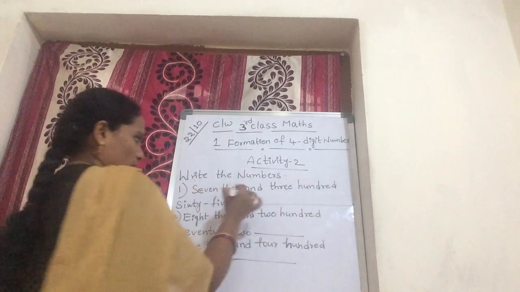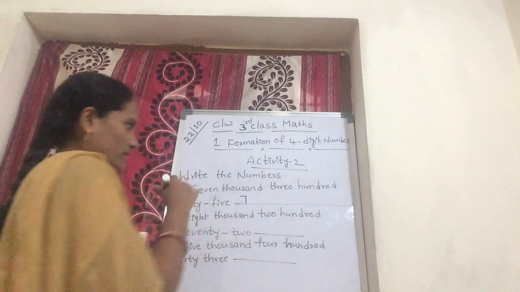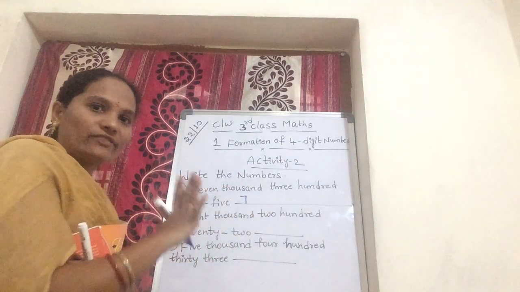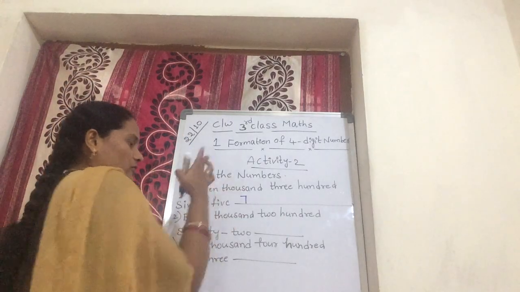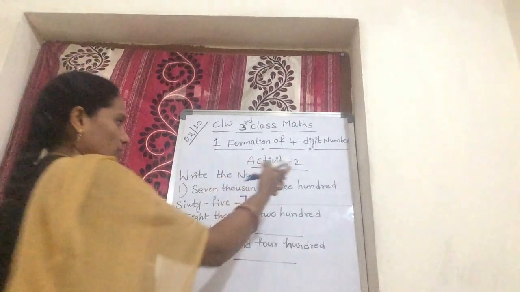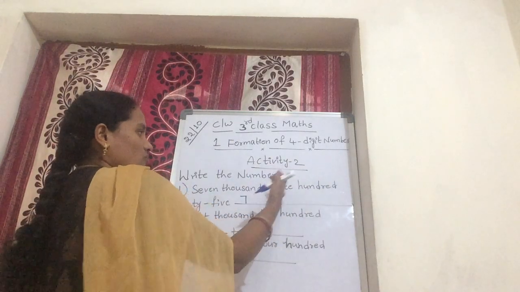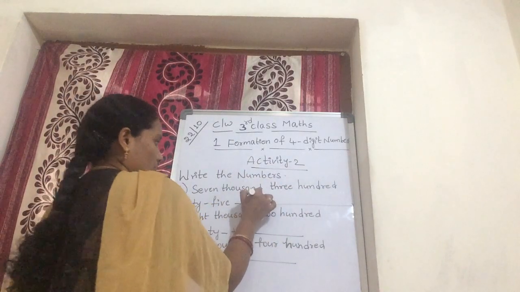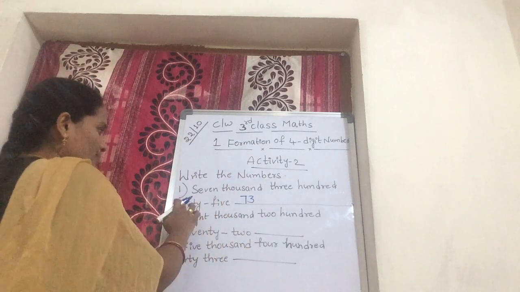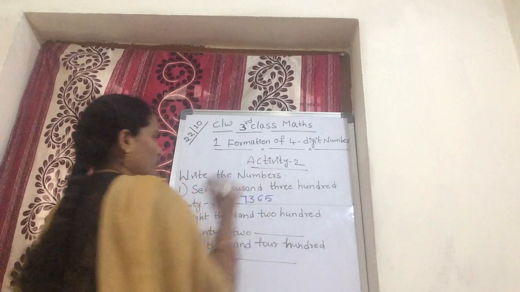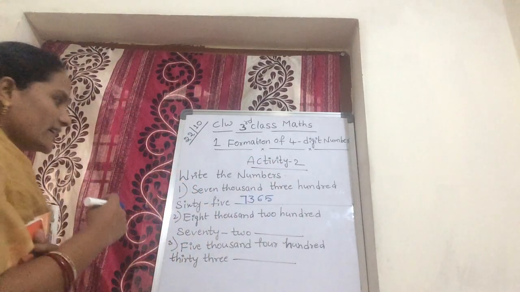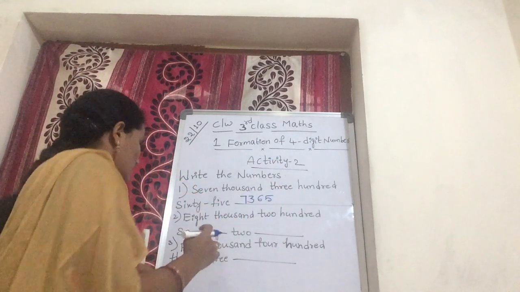7,365. First you write 7,000 place. So, 1,000 place. First you should write the 1,000 place. In 7,000, which number is there? 7. So you write first 7. Next you write the next 100 place. In the 100 place, which number do you get? 3. You should write 3. Next number 65. 65. What is your number? 7,365. The next one, number.